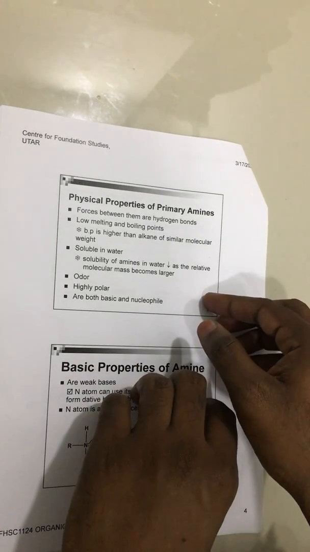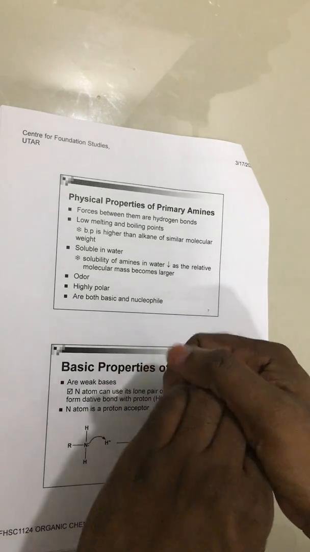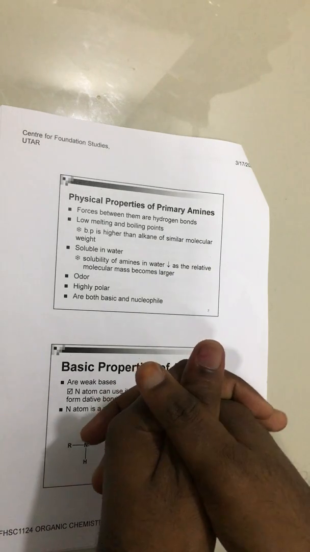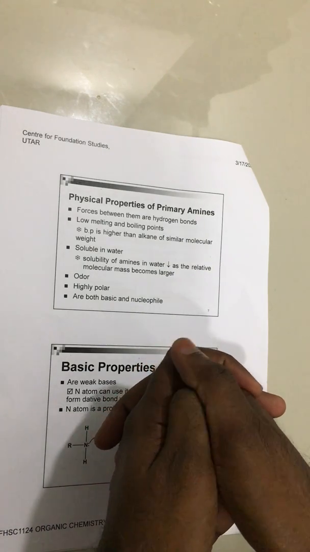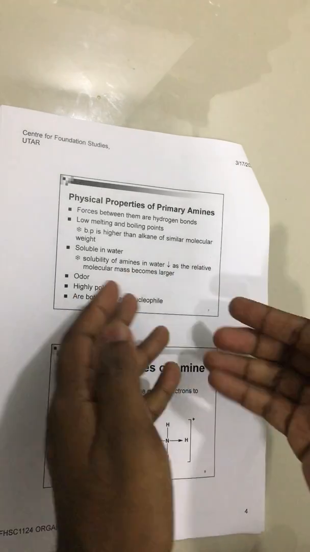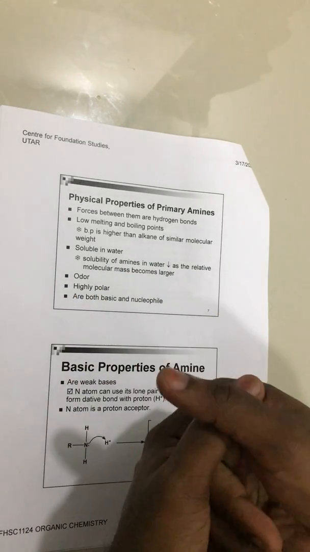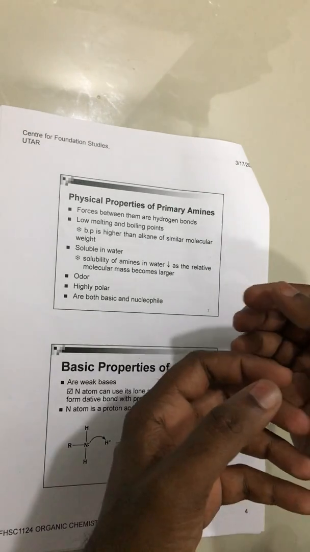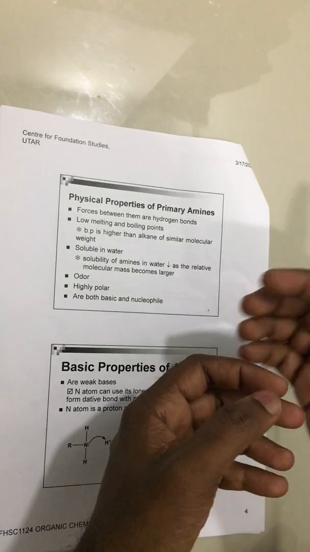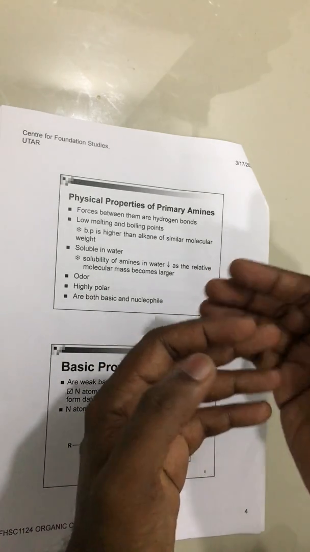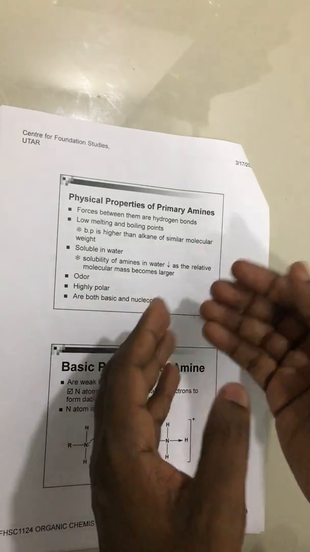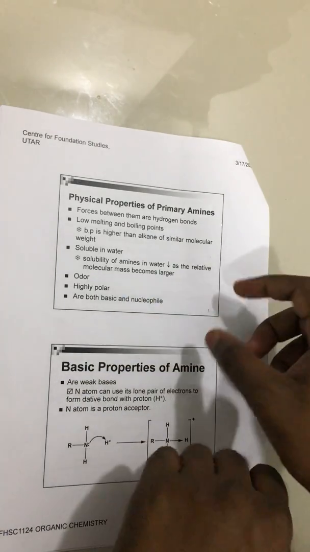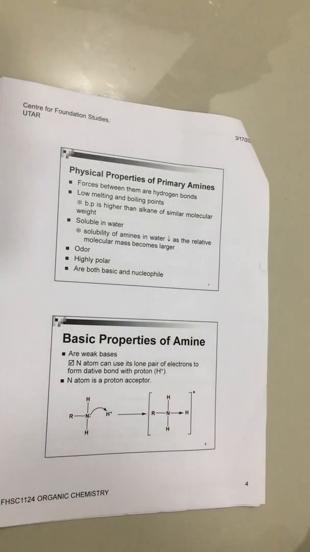Primary amines are also highly polar because of the lone pair of electrons on the nitrogen atom, and are both basic and nucleophilic. They are nucleophilic because they have a lone pair of electrons and normally search for a positive region. That's why, with the lone pair on the nitrogen, it is known as a nucleophile. So let's go to the basic properties of amine.